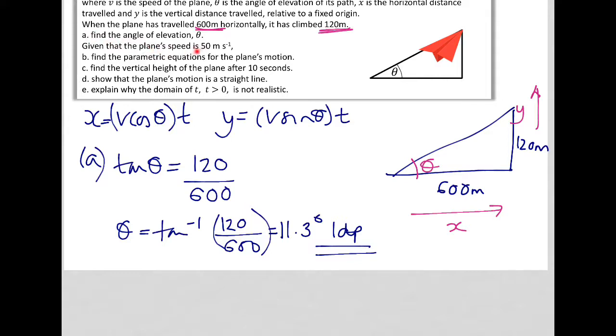Given the plane's speed is 50 metres per second, I've now been given a speed. Right, before I go any further, let me write that down. So I'm told that v equals 50 metres per second.